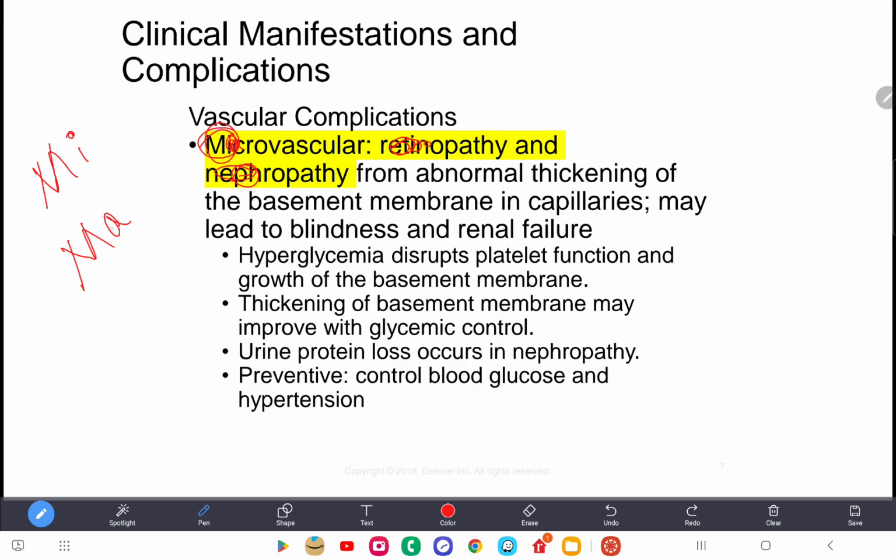In the case of macrovascular, it is related to a stroke and MI, myocardial infarction. In the case of macrovascular, no matter how good the control and how well you follow the treatment with the diabetes, you are still at risk for a stroke and MI, okay? Especially cardiovascular diseases, okay?